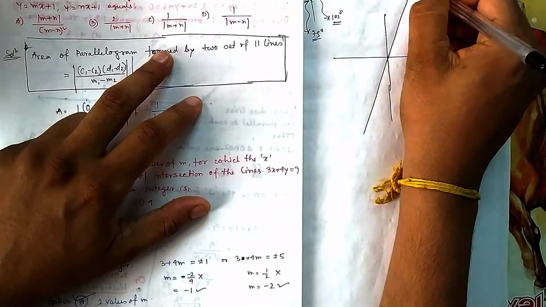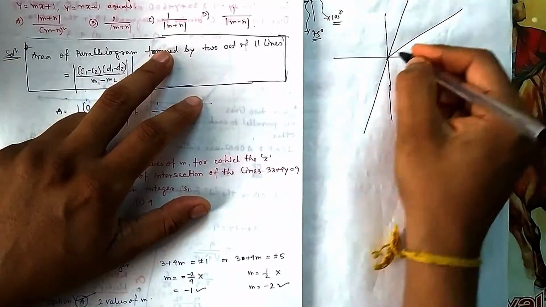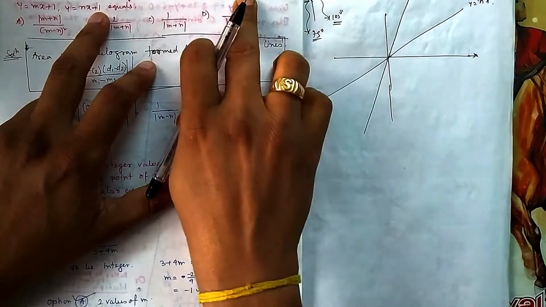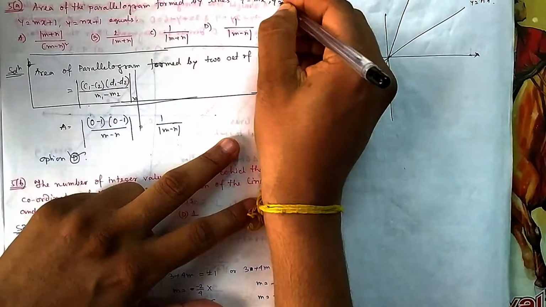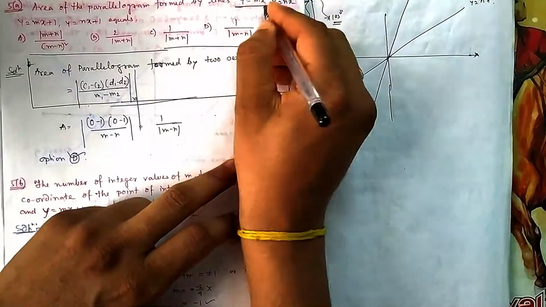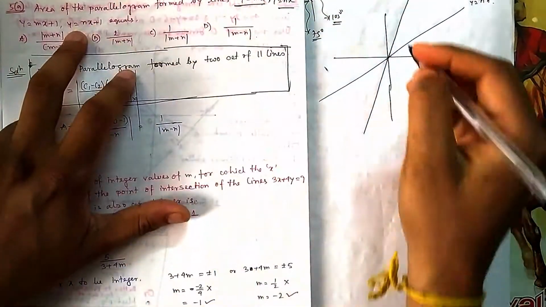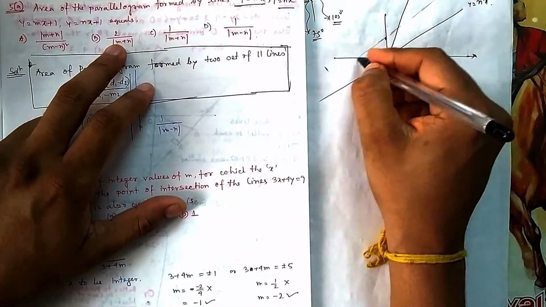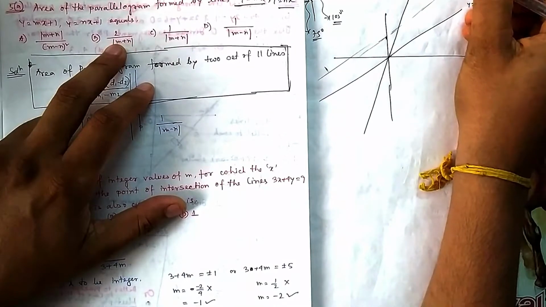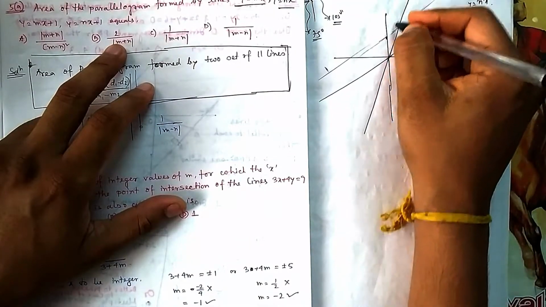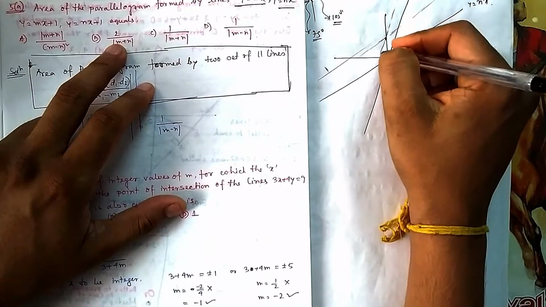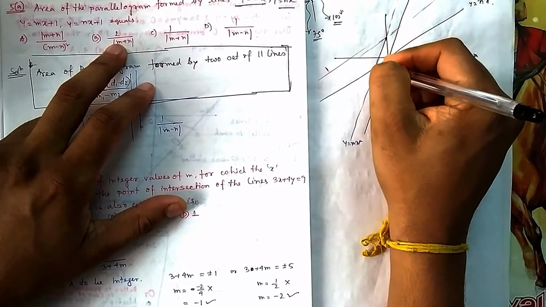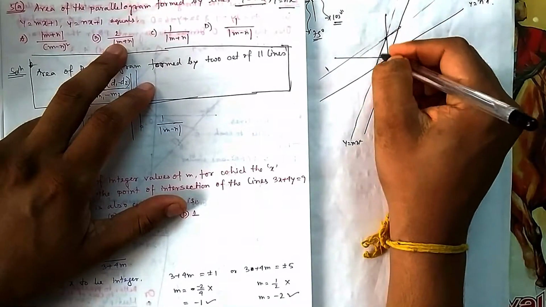Suppose this is y equal to mx, I am solving it for you, and this is y equal to nx, another line. So there are 4 lines: y equal to mx, y equal to nx, y equal to mx plus 1, y equal to nx plus 1. One line will pass through this point, which will be parallel to this, y equal to nx plus 1, and one line will be going through this, which will be parallel to this, y equal to mx plus 1. So you see, this is the parallelogram they are asking about.